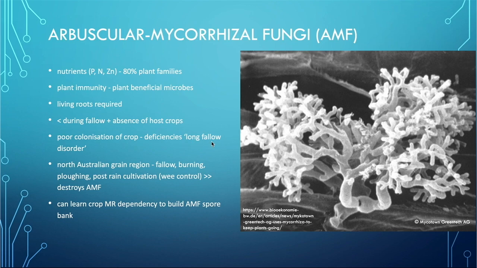What that means is basically you've just killed off your arbuscular mycorrhizal fungi, and we call it long fallow disorder. It's something farmers see, and the reason for that disorder is because their crops are not colonized by the very organisms that need to feed their crops. So the North Australian grain region experiences long periods of fallow and burning and ploughing, and to control weeds, they even cultivate the soil to prevent weed proliferation after rain. So this obviously destroys the mycorrhizal fungi, because these arbuscular mycorrhizal fungi have networks.